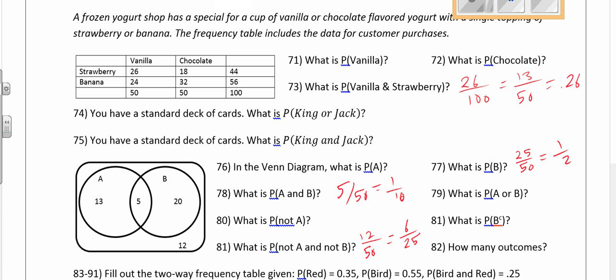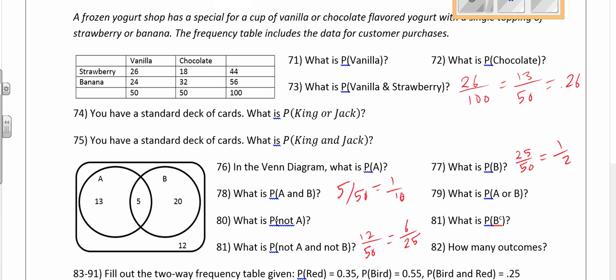Probabilities can be represented in frequency diagrams and Venn diagrams, and I'm pretty sure you've had some experience with these at some point in your life. If we're looking at this table right here with strawberry, banana, vanilla, and chocolate, and someone asked me on 73, what is the probability of getting vanilla and strawberry in your yogurt? I'm going to say, well, the only place where I see vanilla and strawberry in one single yogurt is right here, 26, that box right there where those two columns and rows intersect. So 26 over 100 total possible outcomes. I could reduce that to 13 over 50. The decimal equivalent is 0.26.